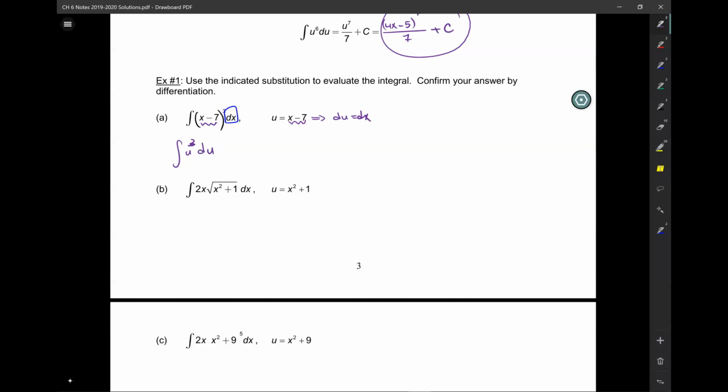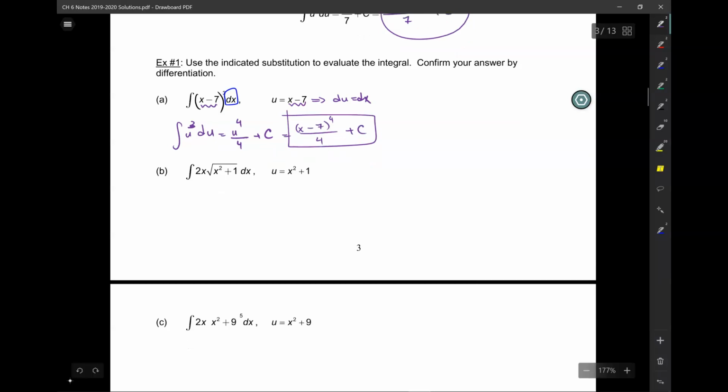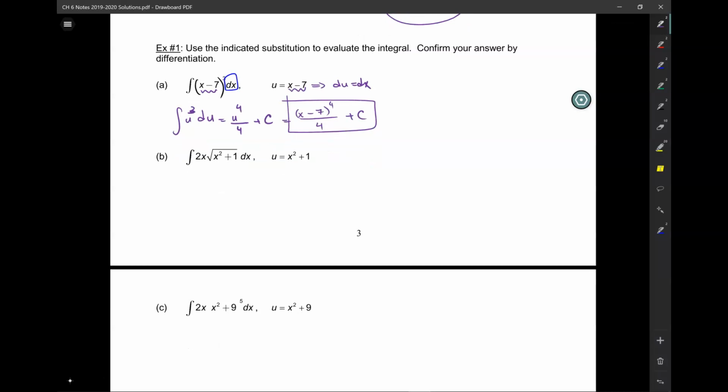Okay. Now I integrate u to the 3, which gives u to the 4 over 4 plus c. But now I need to put the original u back in here. So it's (x minus 7) to the 4 over 4 plus c. Okay? Let's do another one.